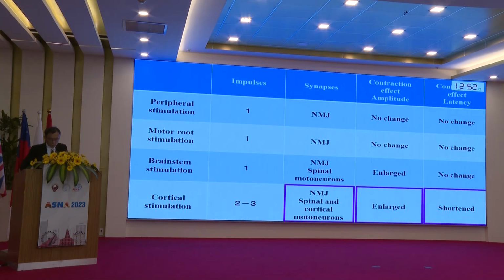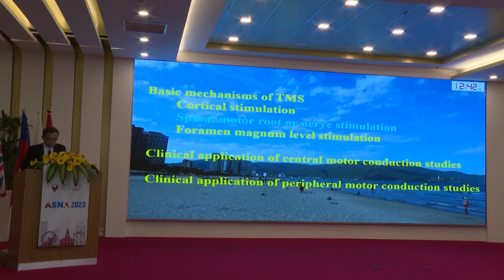So the difference from peripheral nerve stimulation is the many synapses, so enlargement occurs, and latency is shortened by the voluntary contraction. In contrast, there is spinal motor nerve stimulation.